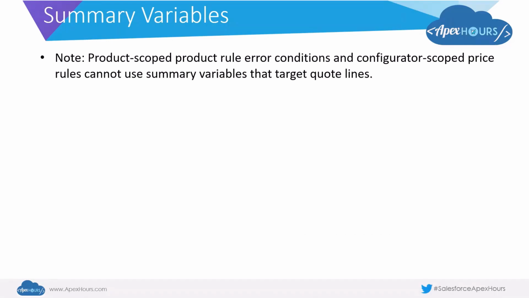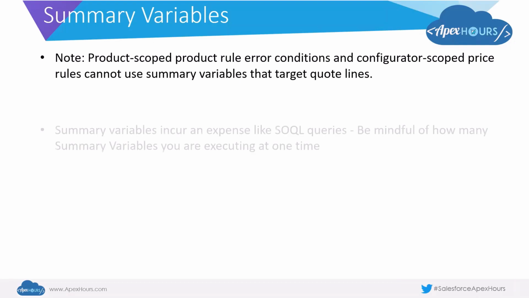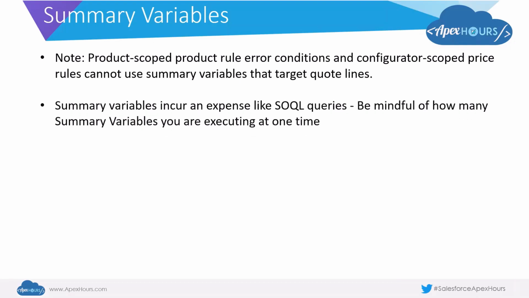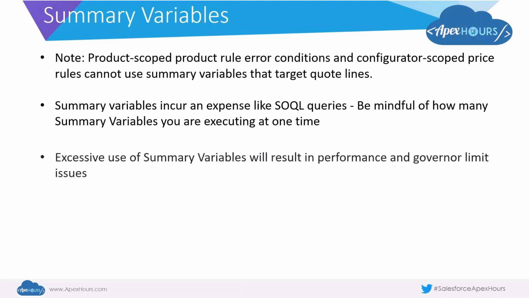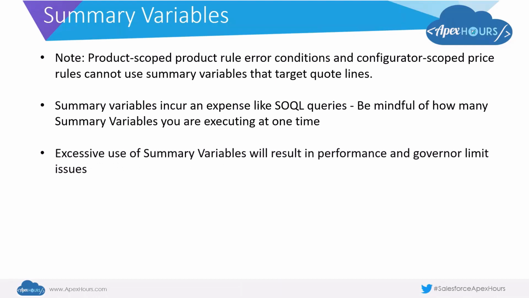So a few points to note whenever we use summary variables. Product scope, product rule, error conditions, and configurator scope, price rules cannot use summary variables that target quote lines. This is an important thing to note when you're using summary variables. And summary variables incur an expense like SOQL queries. Like how SOQL queries work, summary variables work in a very similar fashion. So be mindful of how many summary variables you're executing at one time. Excessive use of summary variables will result in performance and governor limit issues.